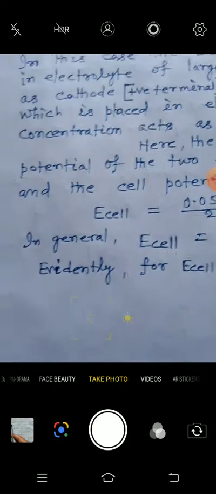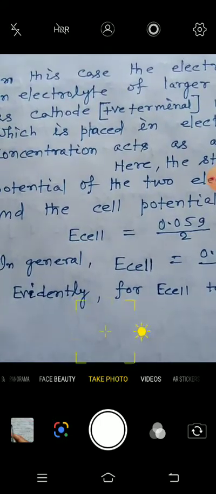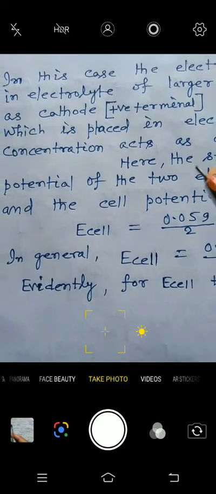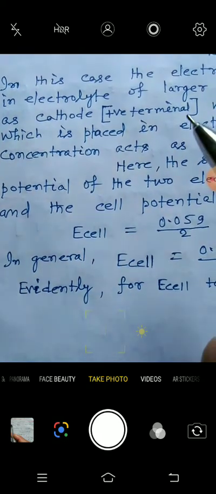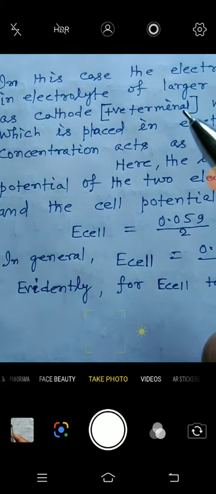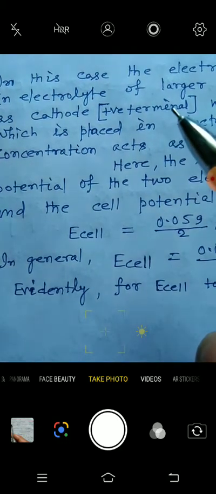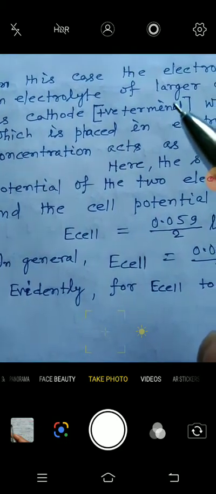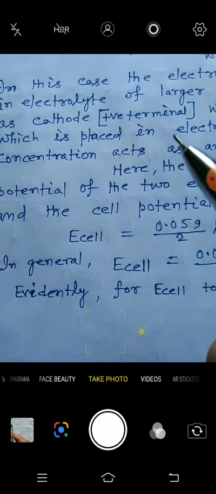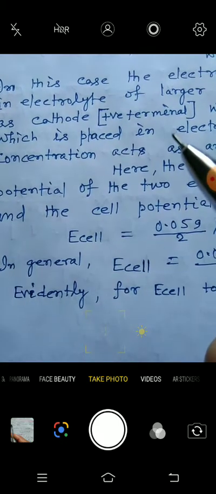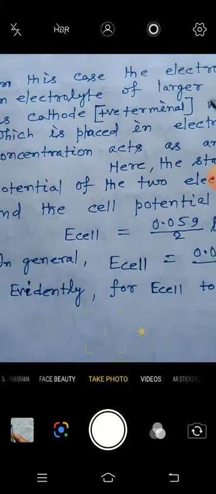So I have taught you four things today. First, the Nernst equation for the single electrode; second, the calculation of the EMF of a galvanic cell; third, the concentration cell; and fourth, the equilibrium constant from the cell.